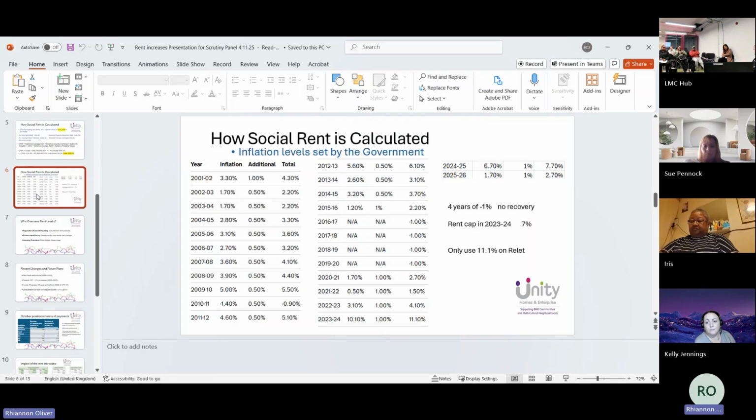So that was published last week. It comes out about 4 weeks after the end of the month. So it's always September CPI that drives the social rents.